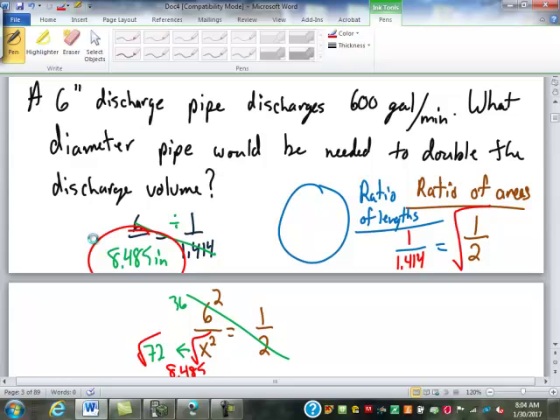Why didn't you do a 2 over 1? It's a double. I could have done 2 over 1, and then the 6 would have to be on bottom. Yeah, this is the ratio of areas. You've got to double the area. So you've got to go from 1 unit of area up to 2 units of area. Why wouldn't it be 6 over 1 equals 2 over 1? Because we don't know what the other dimension is yet. We've got to have a missing number.